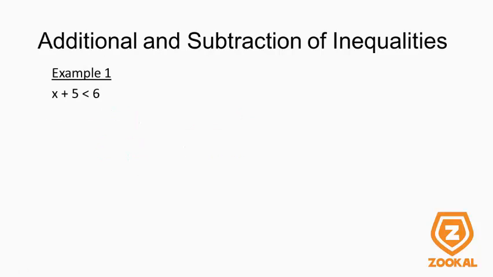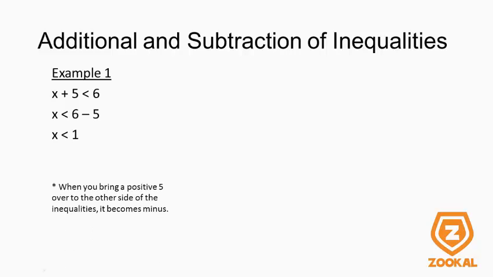Moving on, addition and subtraction of inequalities. In this question, example 1, we will bring 5 from the left hand side to the right hand side. And when we do that, it becomes 6 minus 5, and the inequality will be x less than 1. So take note, when you bring a positive 5 over to the other side of the inequality, it becomes a minus sign.